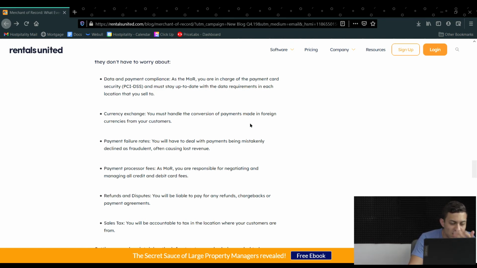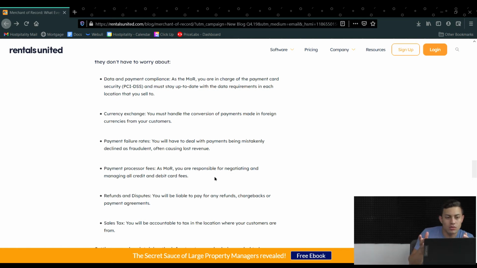Well, sometimes it's a mistake and sometimes it's an actual fraudulent attempt, often causing lost revenue. Payment processor fees. Oh no, this is completely not at all. Airbnb charges the service fee, right? Well, Airbnb has two variants of the service fee. I believe they switched over. They're now switching over to a 14% host-side service fee.